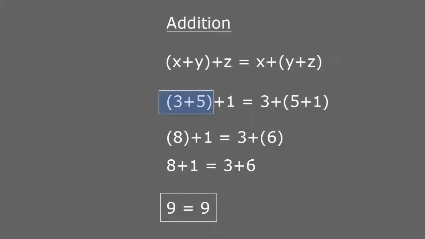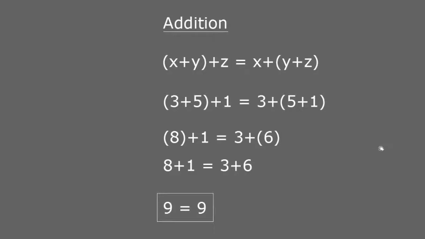3 plus 5 equals 8. So on this side, now I have 8 plus 1. On this side, 5 plus 1 equals 6. So I have 3 plus 6. And 8 plus 1 equals 9. And 3 plus 6 also equals 9. So you can see here, it doesn't matter which two numbers I choose to add first and which one I choose to add later, the result is going to be the same. The associative property applies to addition. It's always true for addition.